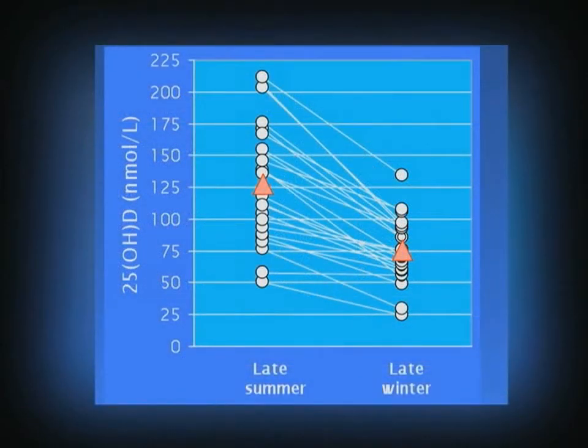But everybody falls, and by the end of February, the average is below 80 nanomoles, and there are very few people above 100. So there's a need for supplementation, you see, under these circumstances. These are the same individuals, of course.